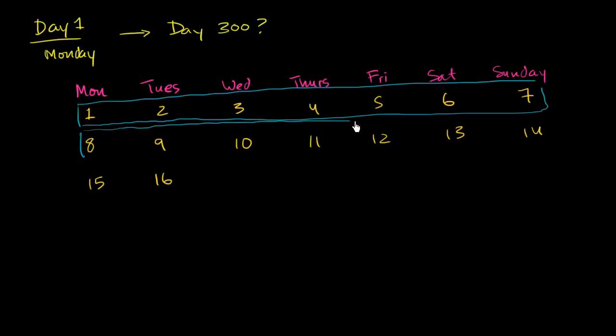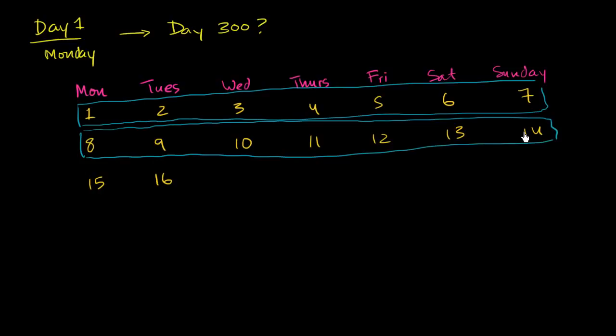So 16 divided by 7 is 2. You have 2 rows before 16 right over here. You could get 7 into 16 2 times, and then you have a remainder. What is the remainder when you divide 16 by 7? 2 times 7 is 14. You're going to have a remainder of 2.